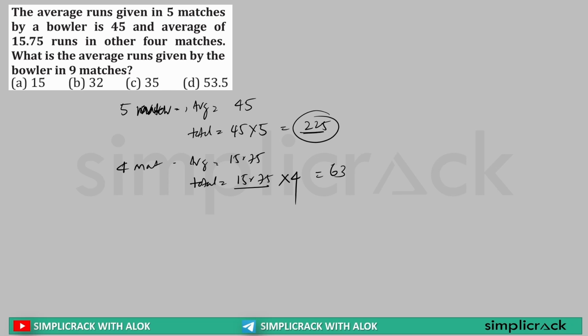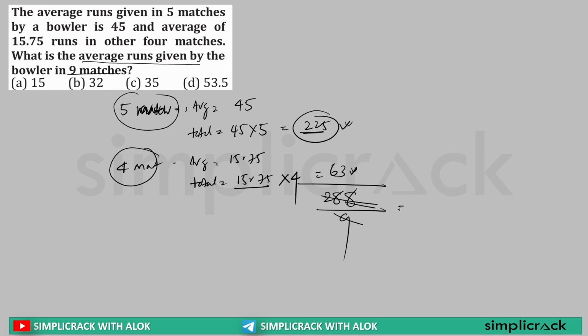Now it is asking what is the average of all 9 matches. See, in the first 5 matches, what was the score? 225. In the last 4 matches, what was the score? 63. So sir, the total score is 225 plus 63 is equal to 288, divided by total number of matches, that is 9. Sir, this is 9 3s are 27, 9 2s are 18. So the average run given by this bowler in each match is 32. Clear?